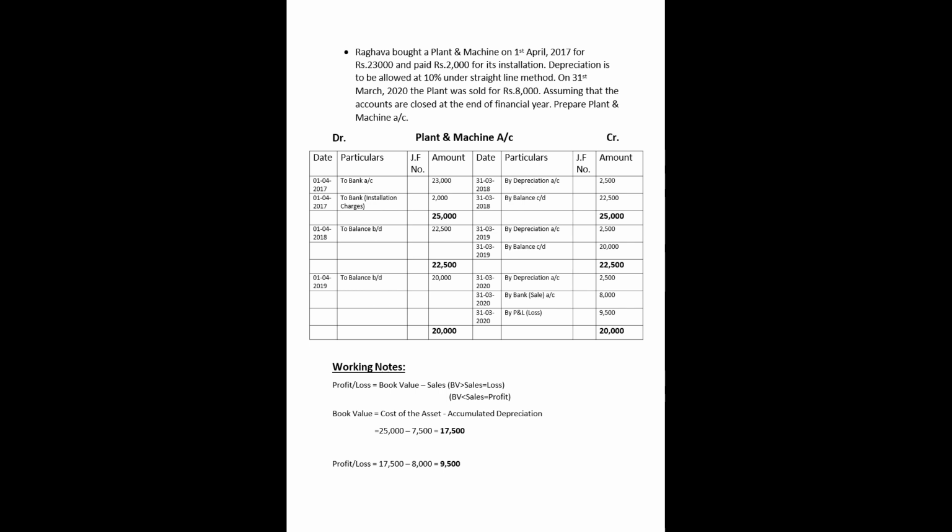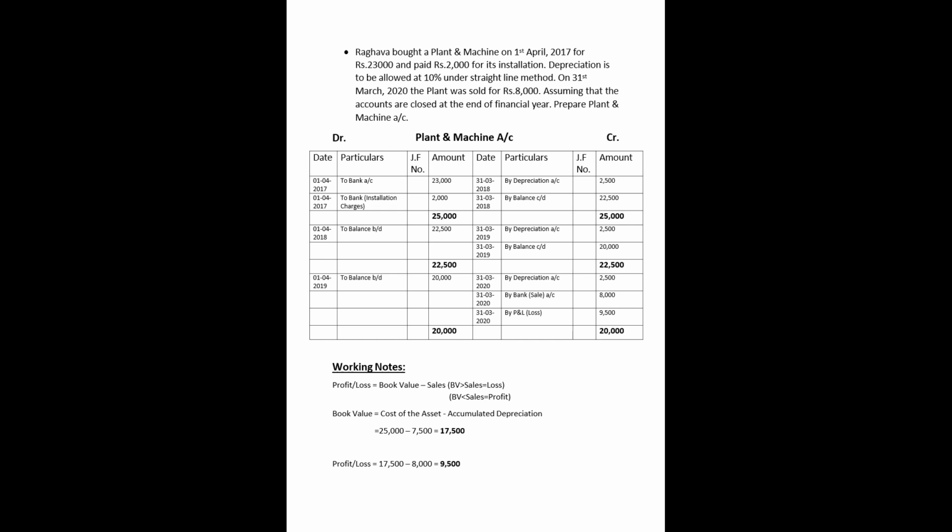Raghava bought a plant and machine on 1st April 2017 for rupees 23,000 and paid rupees 2,000 for its installation. Depreciation is to be allowed at 10% under straight line method. On 31st March 2020, the plant was sold for rupees 8,000, assuming that the accounts are closed at the end of financial year. Prepare plant and machine account. First, we'll put the format. Debit and credit should be mentioned. Name of the ledger will be plant and machine account.